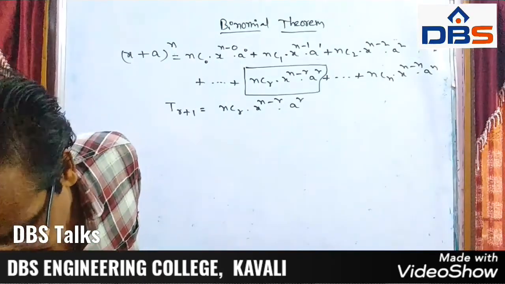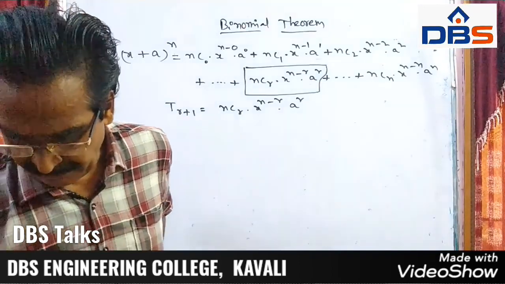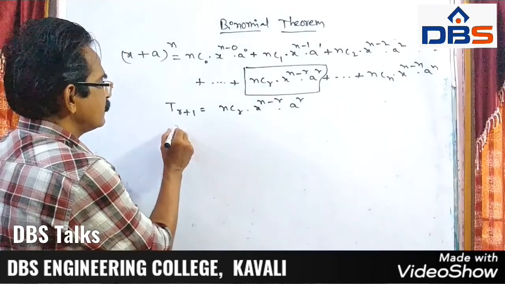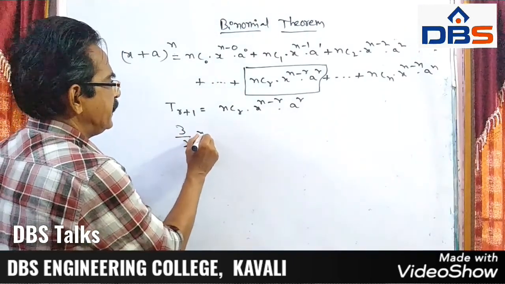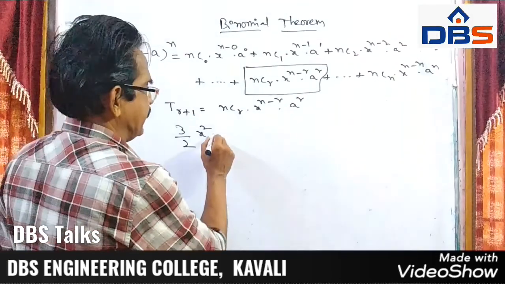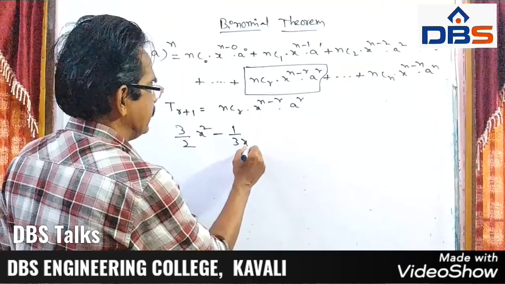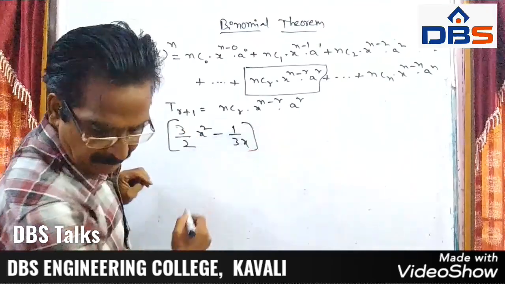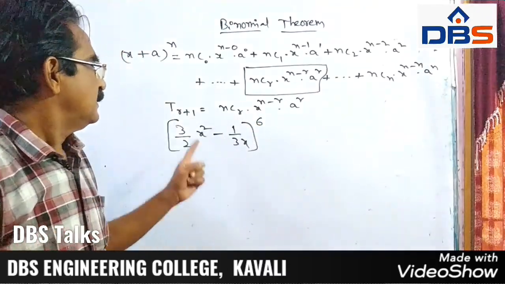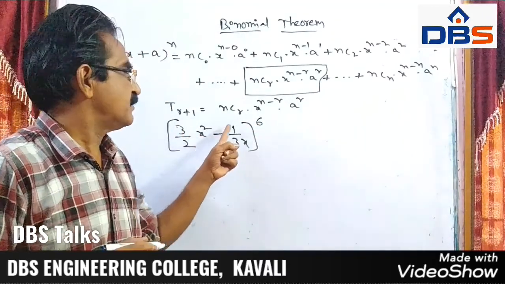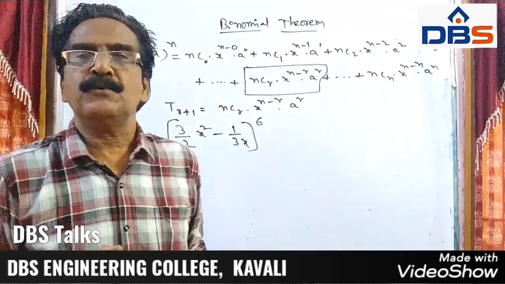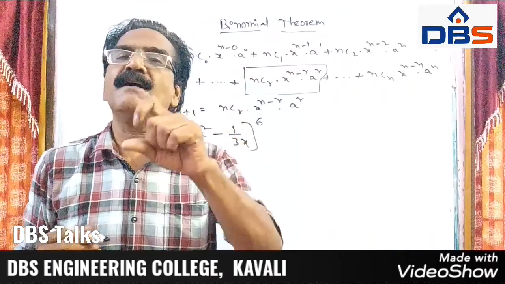See, here is an example for you. Find the term independent of x in the expansion of (3 by 2 x square minus 1 by 3x) whole power 6. In this expansion, we have to find the term independent of x.